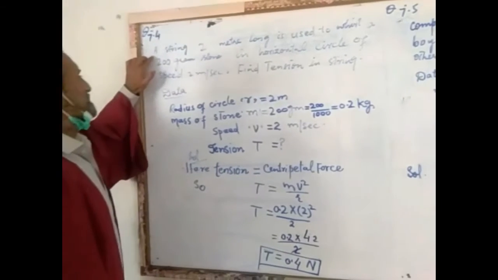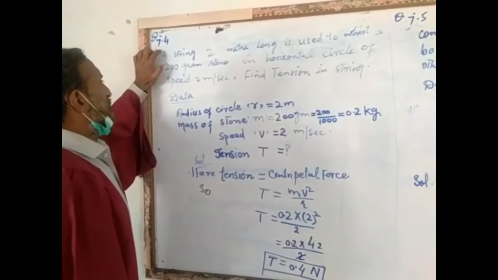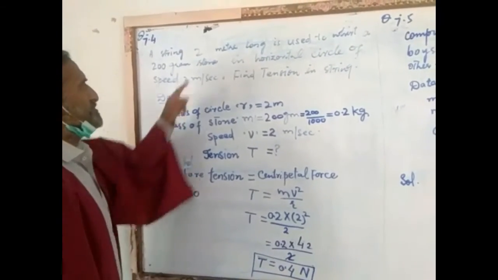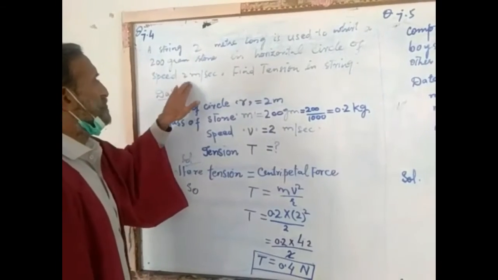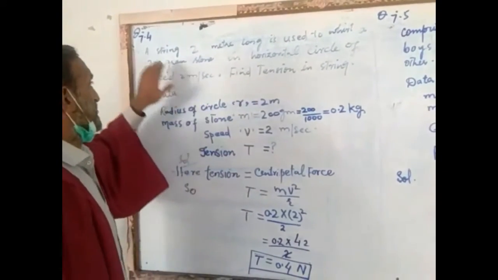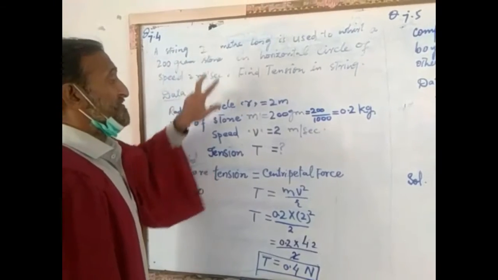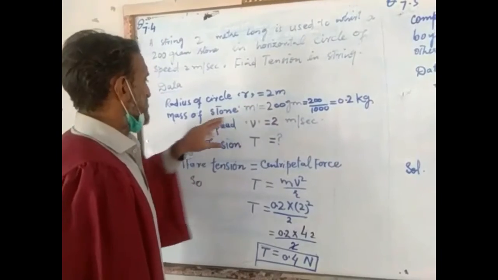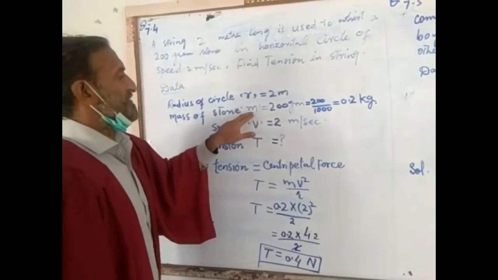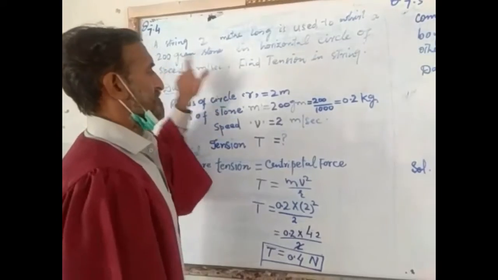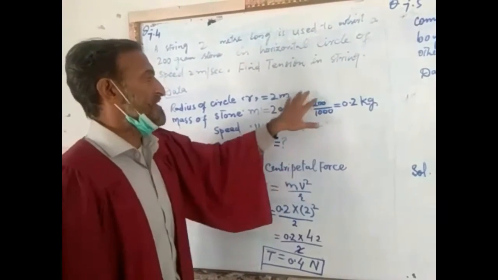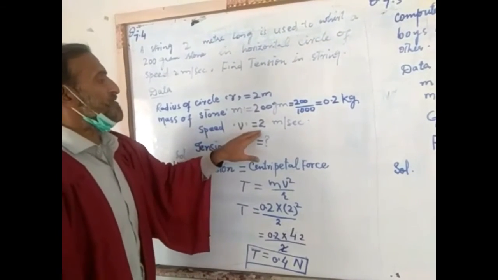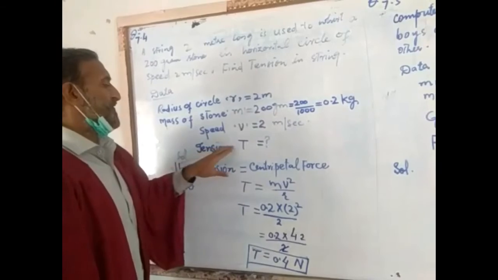Assalamu alaikum students. Today our problem is 7.4. A string 2 meter long is used to whirl a 200 gram stone in a horizontal circle at a speed of 2 meter per second. Find the tension in the string. The length of the string is the radius of the circle in which the stone is moving. So r is equal to 2 meter. Mass of the stone is given as 200 gram. It will turn into kilogram because all units of the SI system will be taken. Speed v is equal to 2 meter per second. We have to find out the tension.